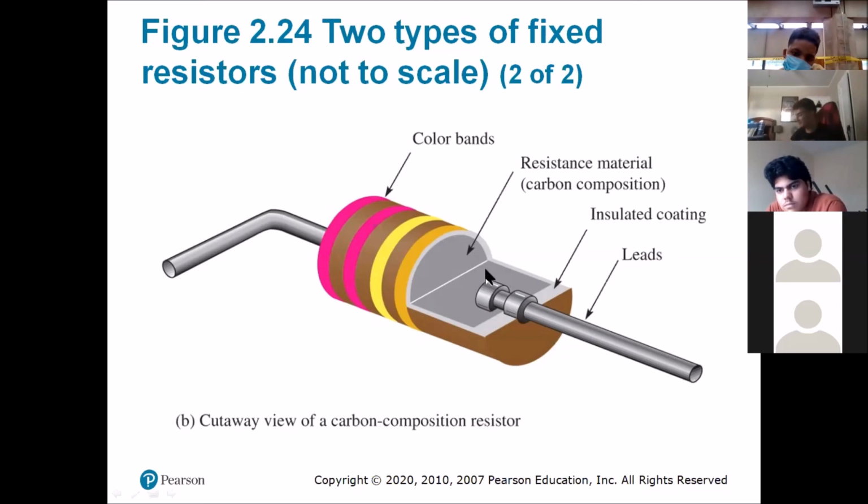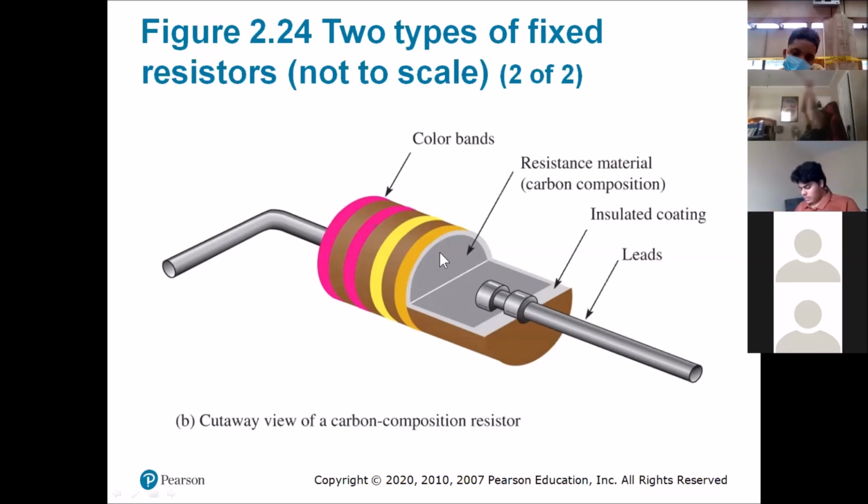I keep meaning to look this up and I never do. I'm not sure whether they mix it and know exactly what they're going to get, or they mix it and then measure from end to end and say, okay, this is a 500 ohm resistor or a 300 ohm resistor or whatever. I have to double check how they find the ratio. But it starts out with a ratio of the carbon to whatever the insulating material is on the inside.